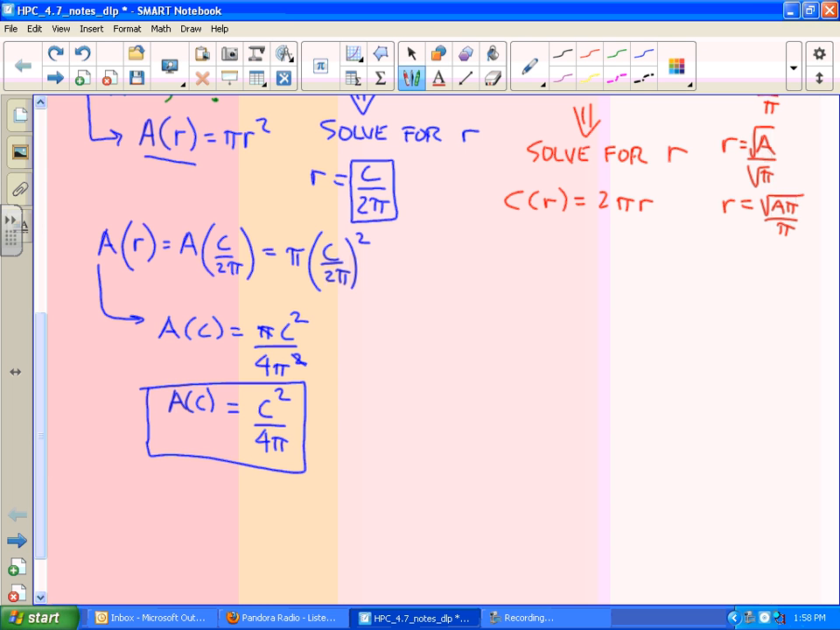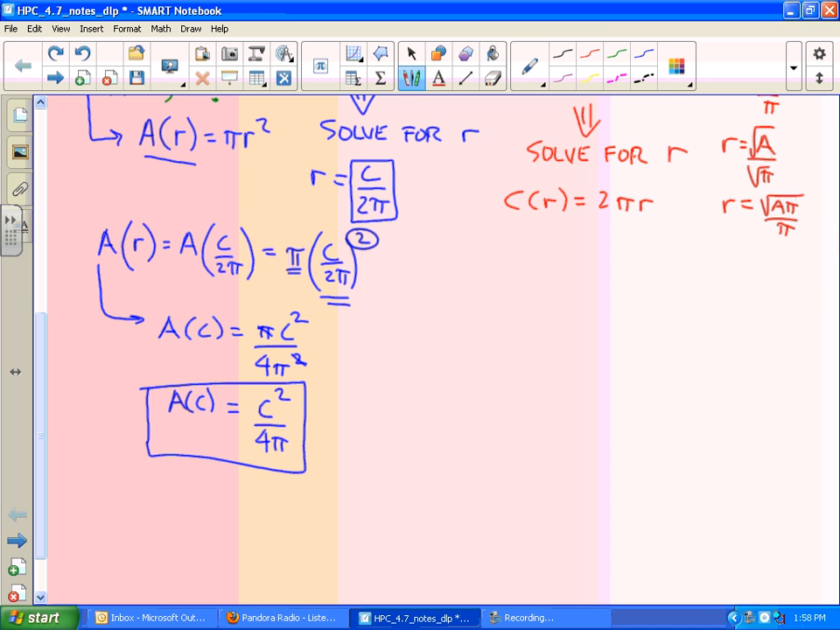Alright. So I'm replacing r with c over 2 pi. I take my area equation, which is normally pi r squared, and I'm replacing r with c over 2 pi. Then I square c, get c squared. I square 2 pi, get 4 pi squared. The pi on top cancels one of the pi's on the bottom, and I end up with c squared over 4 pi.